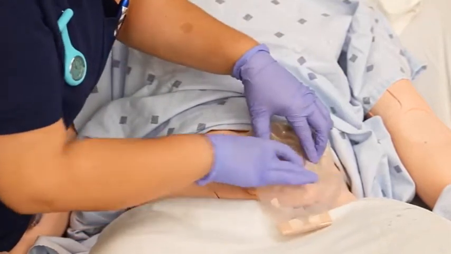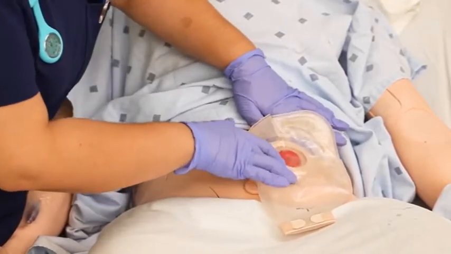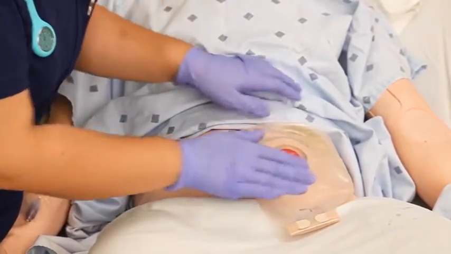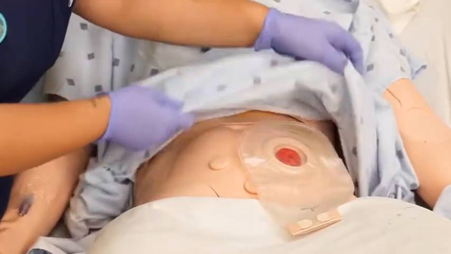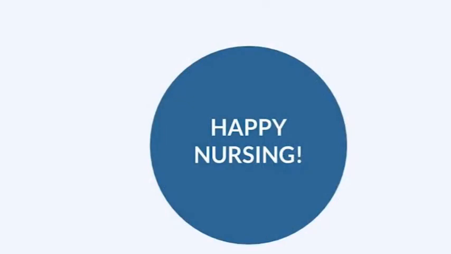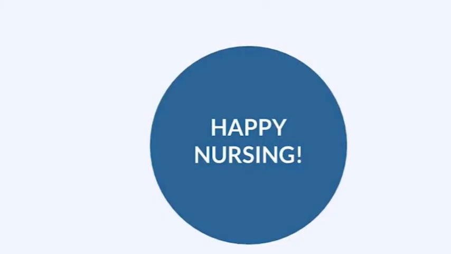Now, as you're smoothing down the wafer, if you do get any creases that you can't smooth out, you can use a barrier paste to fill that in. If you're using a 2-piece system, apply the wafer first and then snap on the bag. Just make sure the bag is closed and sealed based on whatever type of bag you have. Discard your supplies, wash your hands, and document your findings. Make sure that you include this in output measurement as well. So that's it for stoma care.